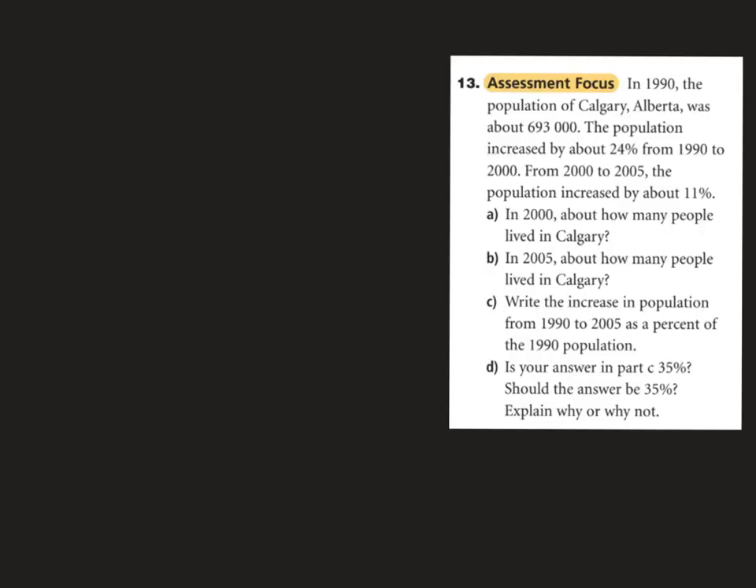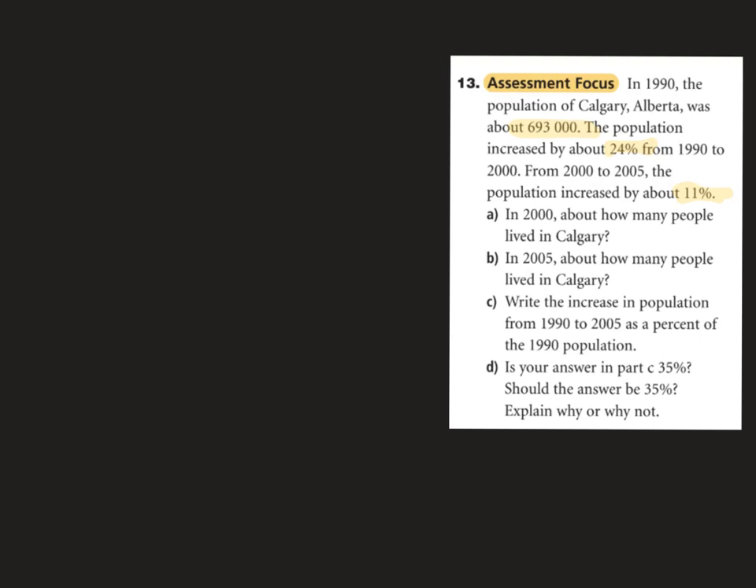So we've got one last thing to do. This comes from a Math Makes Sense textbook, grade 8, the Alberta edition. You can also see this book's pretty old. It's older than you. In 1990, the population of Calgary, Alberta was approximately 693,000. Whoops, I highlighted it in white. The population increased about 24% from 1990 to 2000. From 2000 to 2005, it increased by 11%. So what it's asking is, in 2000, about how many people lived in Calgary.